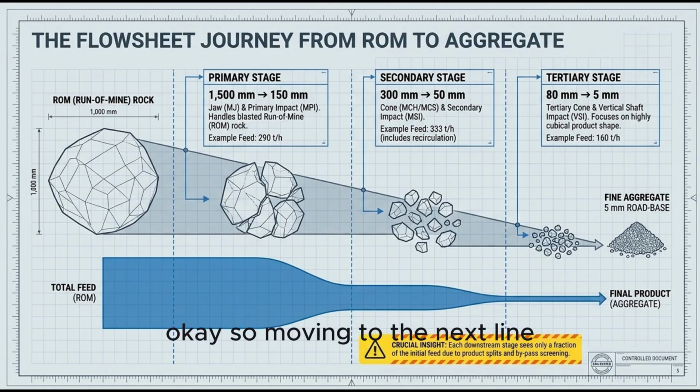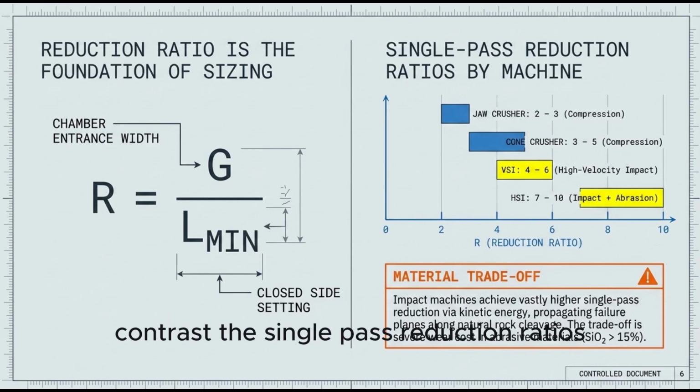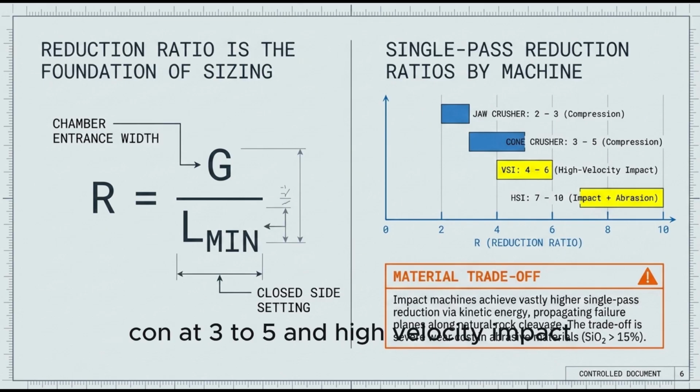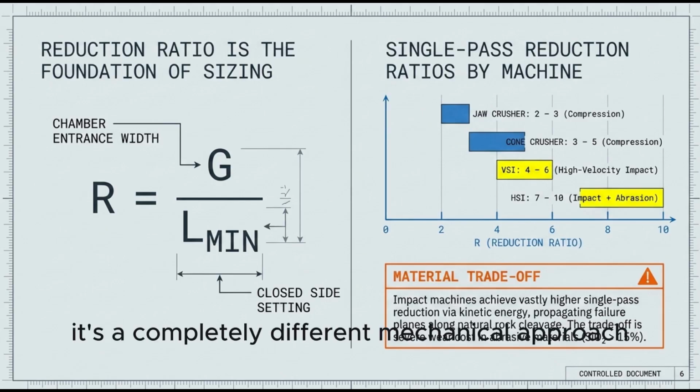Okay, so moving to the next slide, we evaluate reduction ratios and sizing paradigms. Contrast the single pass reduction ratios for me. We're looking at jaw at 2 to 3, cone at 3 to 5, and high velocity impact, or HSI, at an incredible 7 to 10. Yeah, the HSI ratio is wild. It's a completely different mechanical approach.